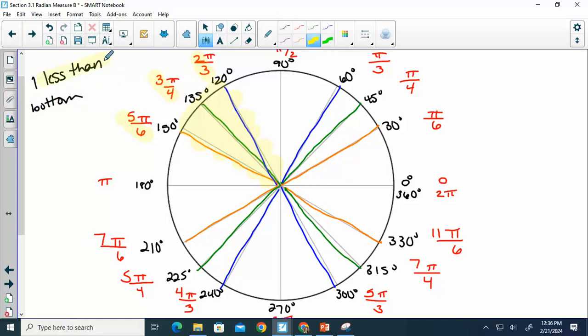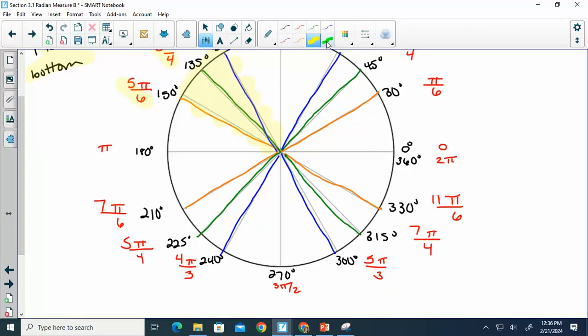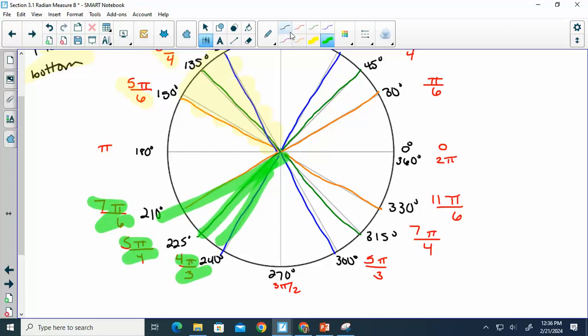Okay. If we look in the third quadrant, all of those, we had 7 over 6, 5 over 4, 4 over 3. What's the pattern? 1 more than the denominator.